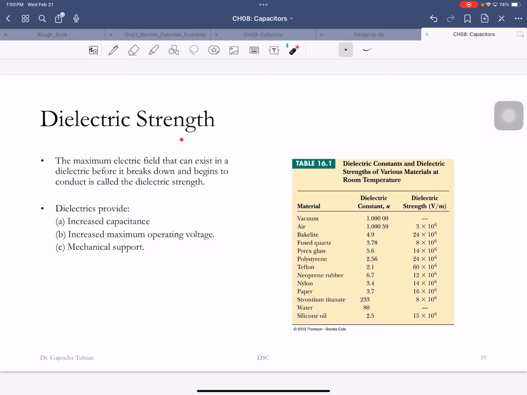So you want to know these words. Dielectric strength means the maximum electric field that can exist in a dielectric before it breaks down. What do you mean by breaking down? Right. When does lightning happen? When this electric field starts ripping off electrons from those materials. That's when lightning happens.